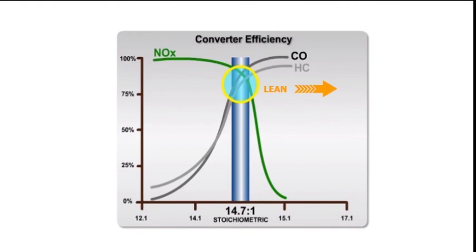When the mixture is on the lean side of 14.7 to 1, the converter is more efficient at reducing HC and CO. However, lean mixtures cause an increase in combustion chamber temperature, resulting in higher NOx emissions. When the mixture is on the rich side of 14.7 to 1, combustion temperatures are much lower. This reduces NOx formation, but it makes it more difficult for the converter to oxidize HC and CO due to the lack of available oxygen. That's why a stoichiometric mixture is essential for the converter to operate at peak efficiency.